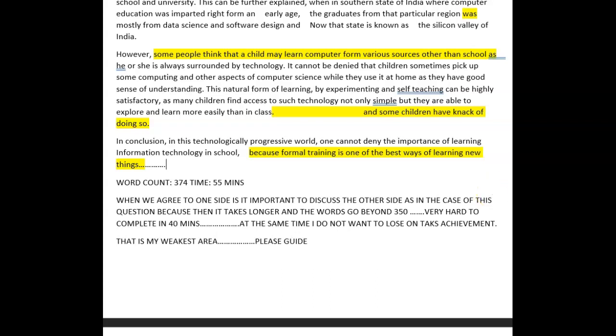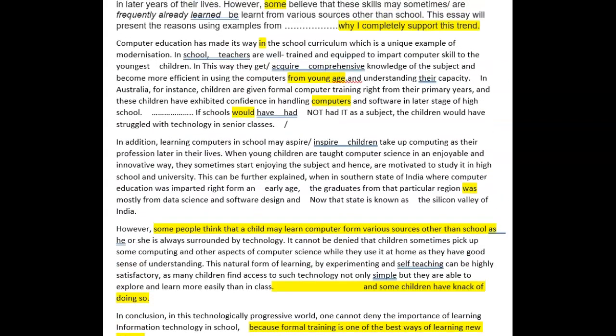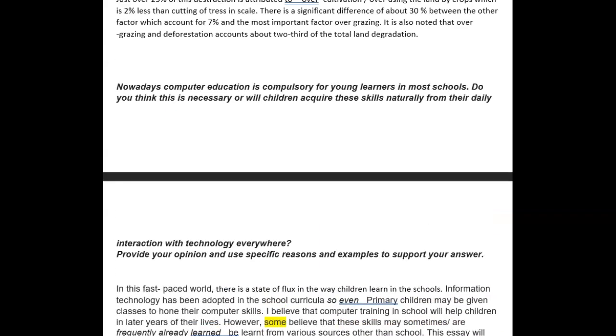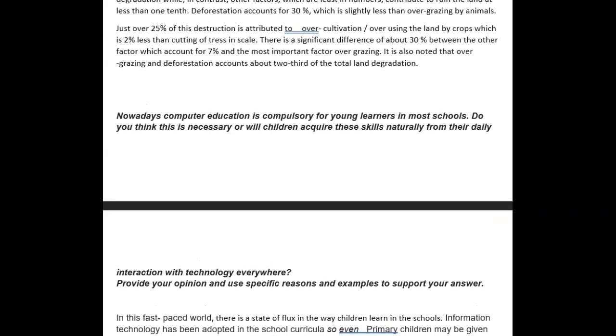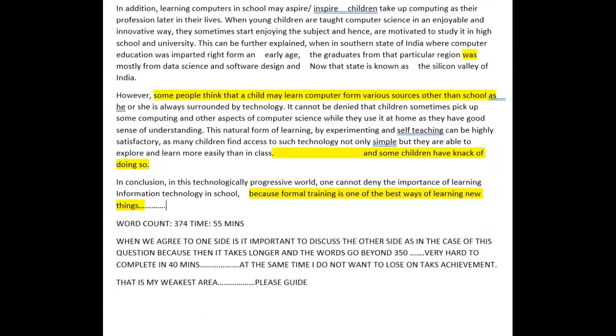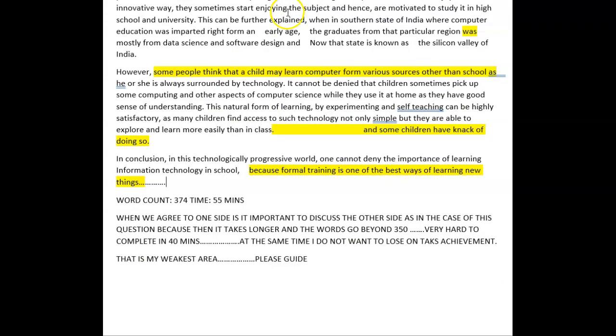Okay, your question. When we agree with one side, it's important to discuss the other side. Yes, it is. Absolutely. I know, 40 minutes. I know. So make it shorter, make it more precise. But you absolutely must. Not always, okay? But you must discuss it at some point. Here it's very obvious that you should. Is it necessary, or will they acquire these skills naturally? You absolutely must do one paragraph with each. Yeah. So which you have, but I think you could expand that, and I think you could cut that.